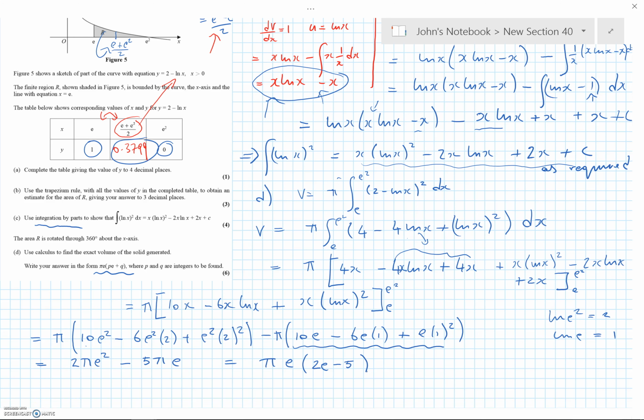Reasonably, it's quite long, more than it was difficult, but also lots of potential for accuracy errors as well. Okay, that's it. Last question of the paper done. Didn't think it was too bad overall.